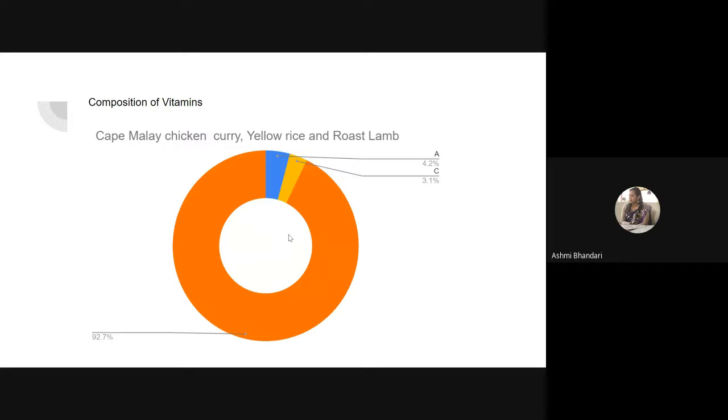And at last, we compare Cape Malay chicken curry with yellow rice and its vitamins: vitamin A content 4.2, vitamin 3.1, and lastly vitamin D content 9.2. Over to you, Samiksha.